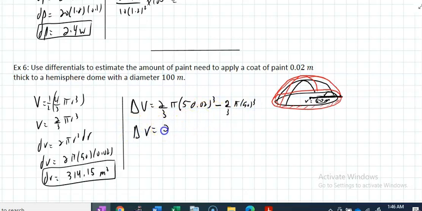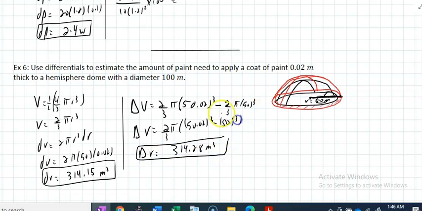And if I plug this into my calculator, if I factor 2/3 pi out, and I plug that in my calculator, I'll get 314.28 meters cubed. So as you see, this is a very good approximation compared to the exact. We're off by simply 0.13 meters cubed of paint, which is nothing compared to 314. And that's really how this is used.